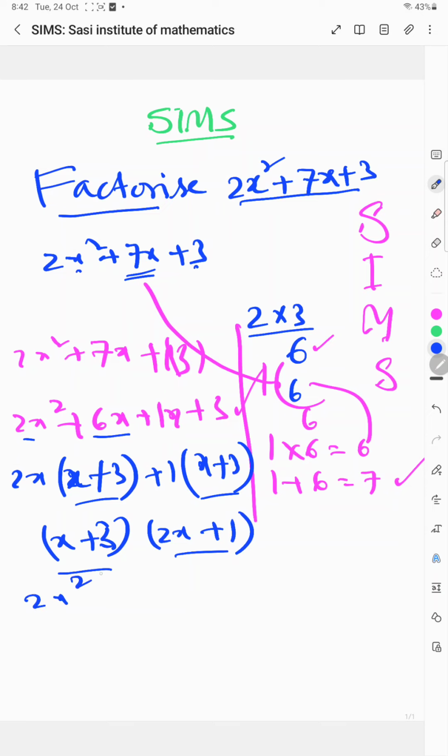So that's why 2x square plus 7x plus 3 is equal to x plus 3 times 2x plus 1, which are the factors.